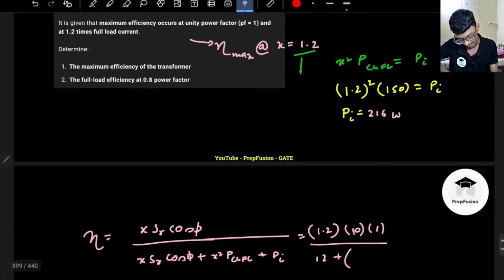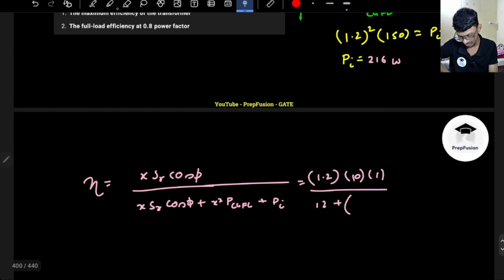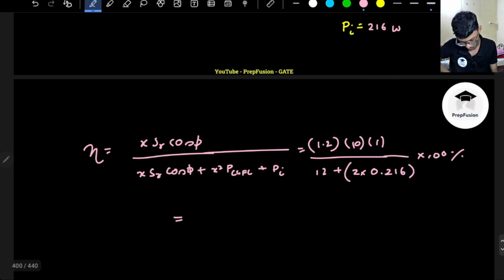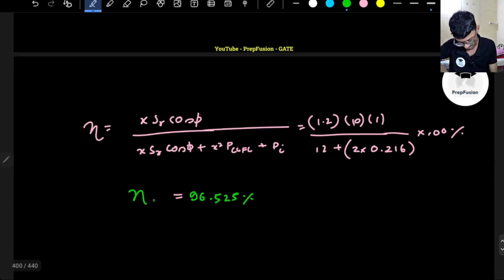In maximum efficiency both these terms are equal, so it is simply 2 into Pi. Pi is 216 watts. I want to write it in kilowatts because everything is in kilo, into 100 will give the percentage. So this will be 12 divided by 12 plus 0.432, into 100. So this is 96.525%. This is the maximum efficiency.